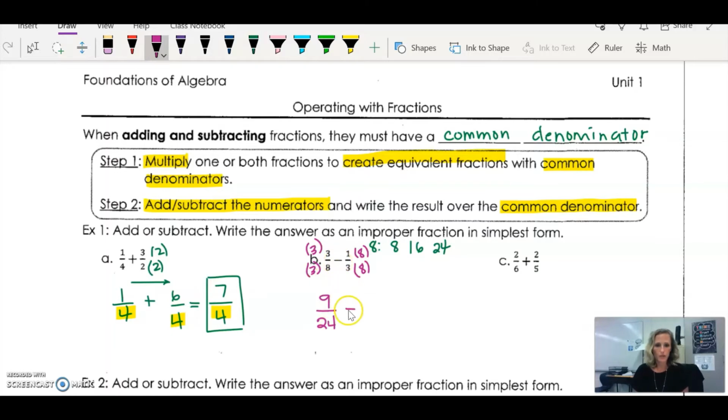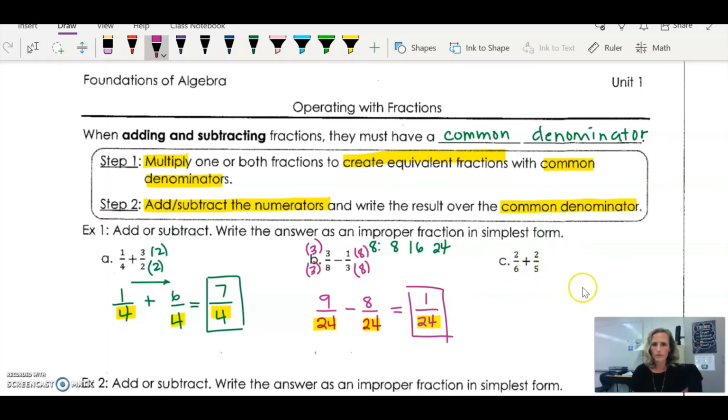This is a subtraction problem. 1 times 8 is 8. 3 times 8 is 24. So now I have that common denominator. So my answer here is going to have that same common denominator of 24. And then 9 minus 8 is 1. This is in simplest form, and so this one's done.